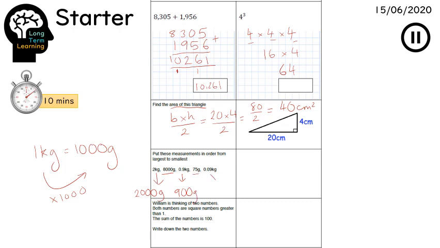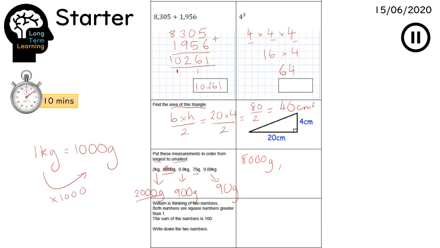This one's in grams, so that's fine. And then this one again, I'm going to have to times by 1,000 to make it to grams. So we're going to get 90 grams. Right, I've got them all in grams now. Let's put them in order. Let's check the question. I've got to go from largest to smallest. Well, the largest is 8,000. Cross that one out.